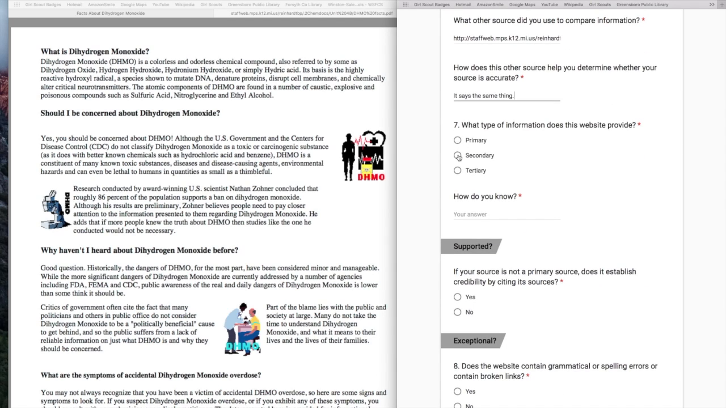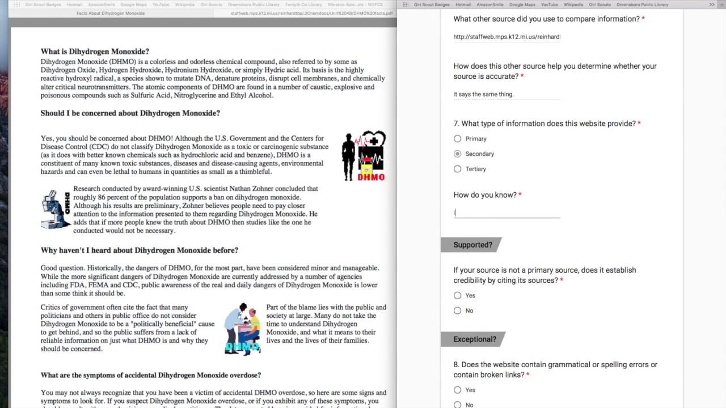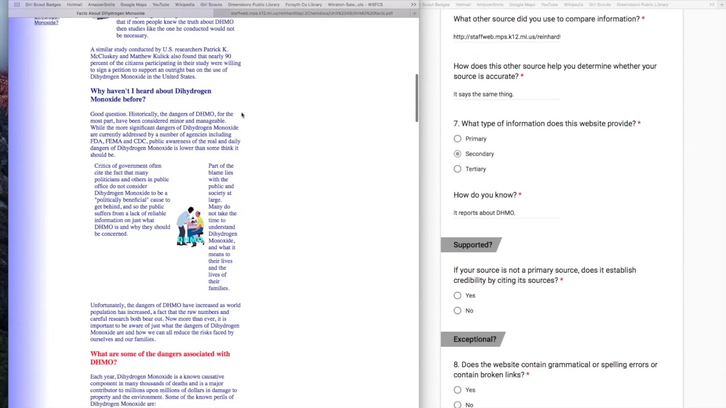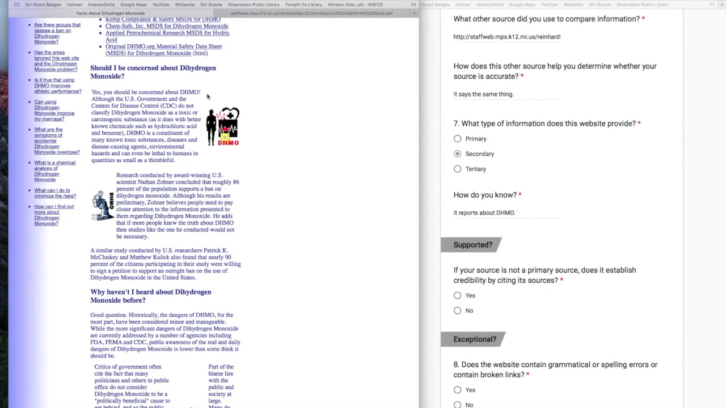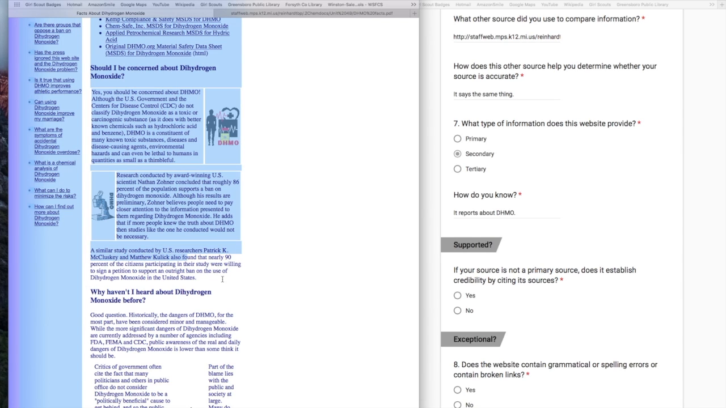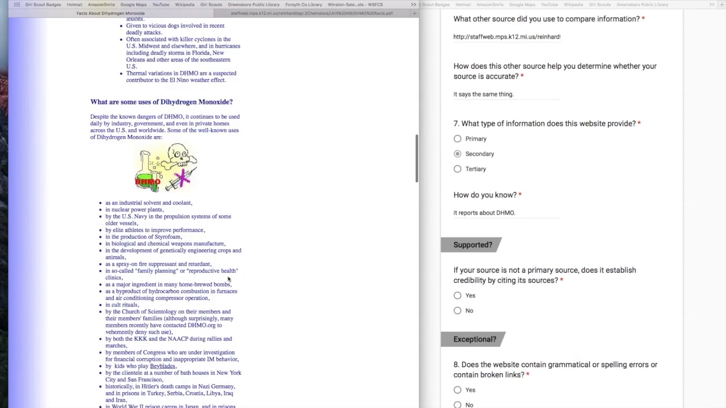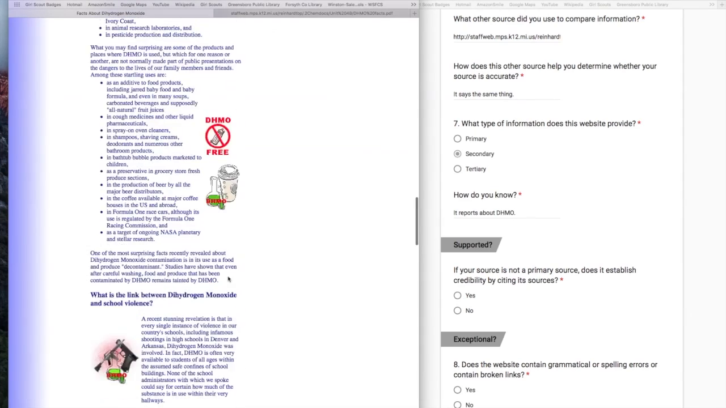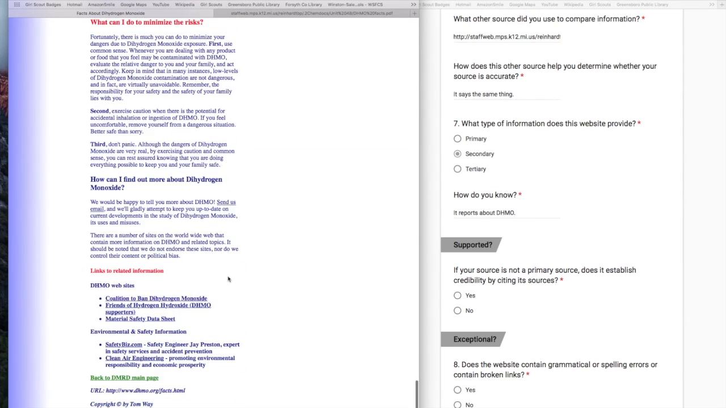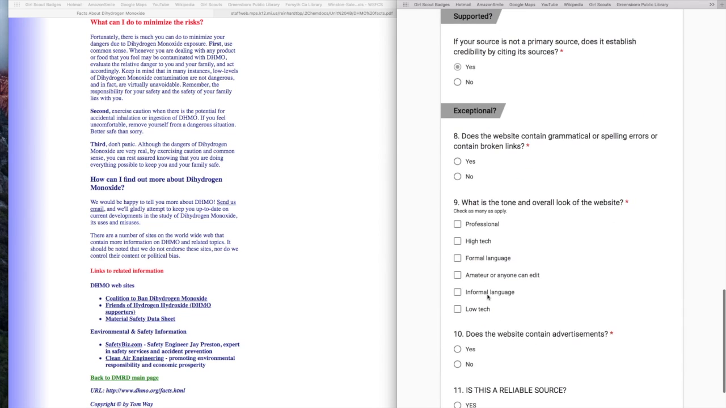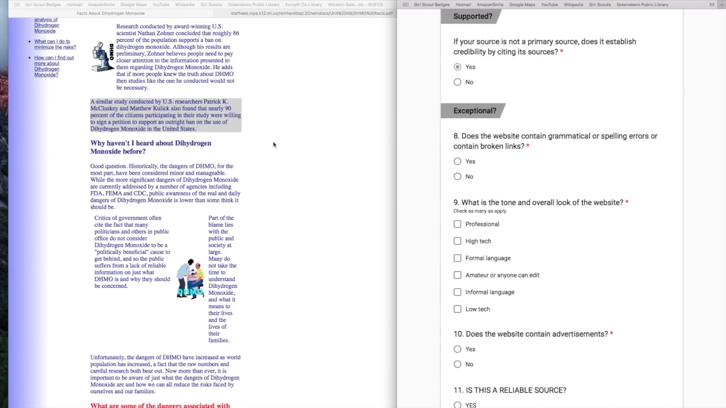I then asked students about the type of source and then whether the source was supported, meaning did it establish credibility by citing its sources. Looking at the DHMO website, one can find places where they have discussed other researchers and their findings. If we looked at the bottom of the website, we also see that they have provided links to other related websites. Students may assume that those are cited sources.